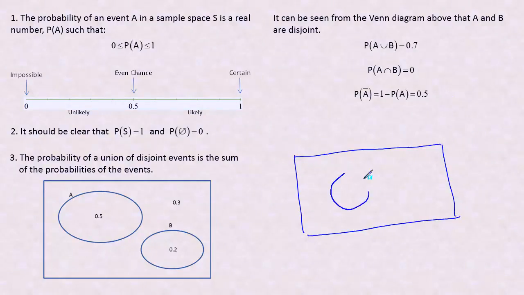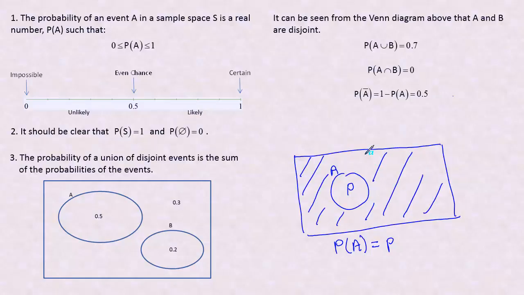if we have an event A here, which has a probability of occurring of P, then we can state that the probability of A is equal to P. Now, A not occurring is everything else, everything that isn't A. And since we know the probability of S is 1, it follows that the probability of A bar is going to be 1 take away P.